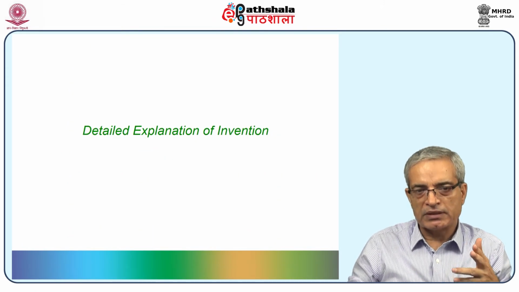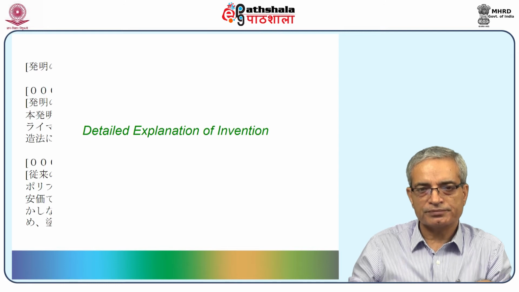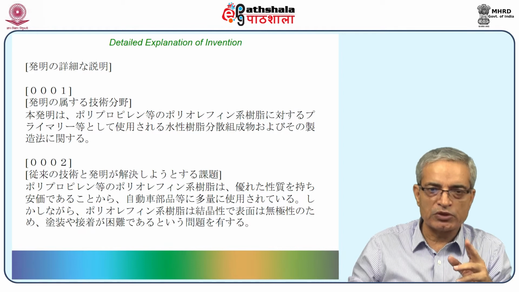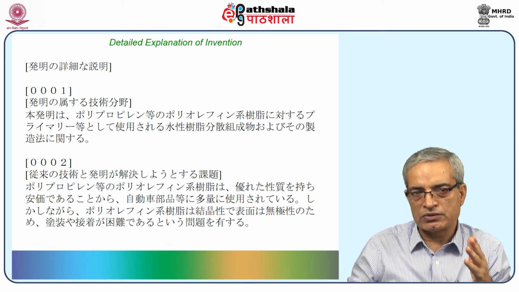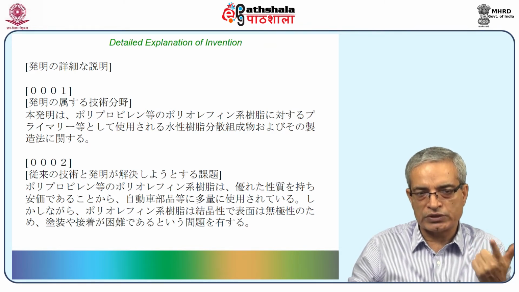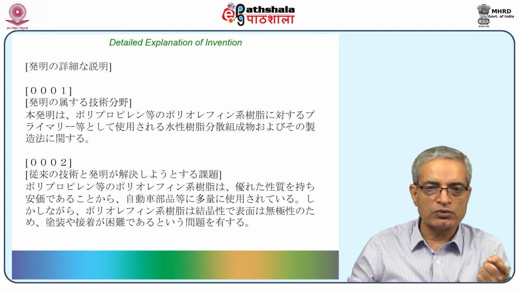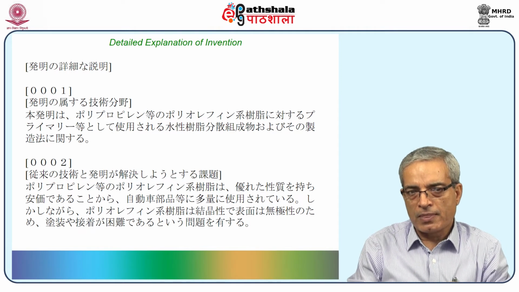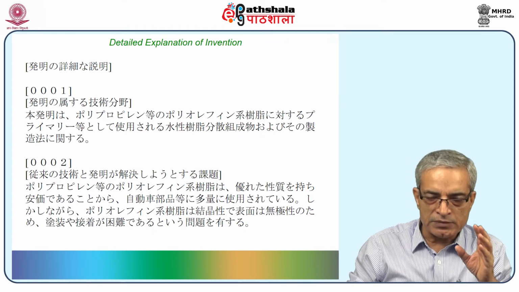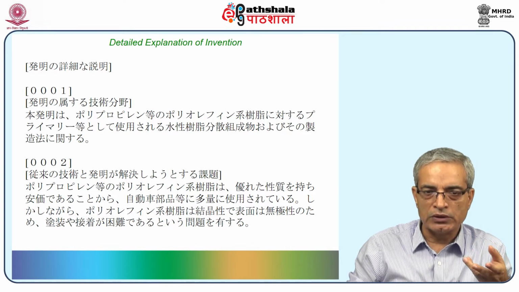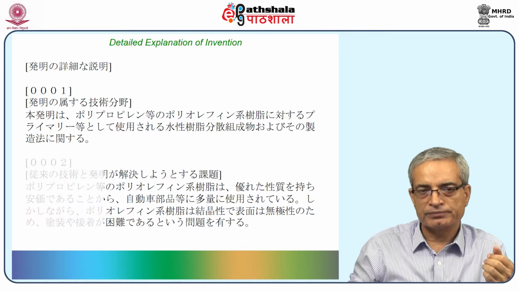Now the second part, that is detailed explanation of invention. This is what is the detailed explanation. Hatsume no shousai na setsume, and then there is 0001 and 0002. 0001 stands for Hatsume no zokusuru gijitsu bunya, and 0002 stands for Jūrai no gijitsu to Hatsume ga kaiketsu shiyou to suru kadai. Now in the shousai na setsume, in this particular patent, there are only two given. There could be more than two, but we will take these two here.